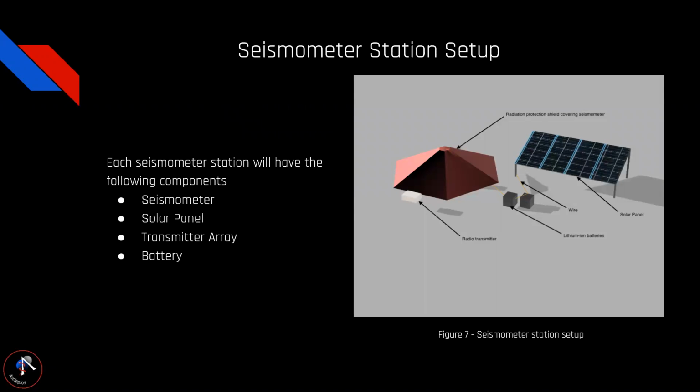Every seismometer station we have talked about here, including the 3-seismometer setup and the 12-seismometer star network, will have basically 4 components. One is an extremely precise seismometer. Second is a solar panel, probably a 100-watt solar panel, which would be enough to power the seismometer throughout the day. Then a transmitter array, and a battery as a backup power source. On the right side, you can see how our seismometer station would generally look in real life. Next.